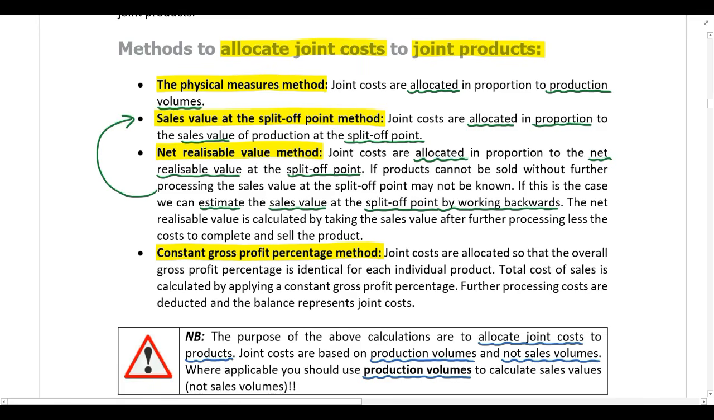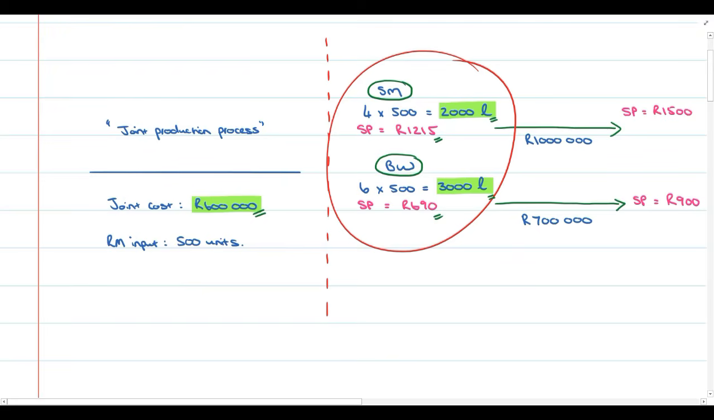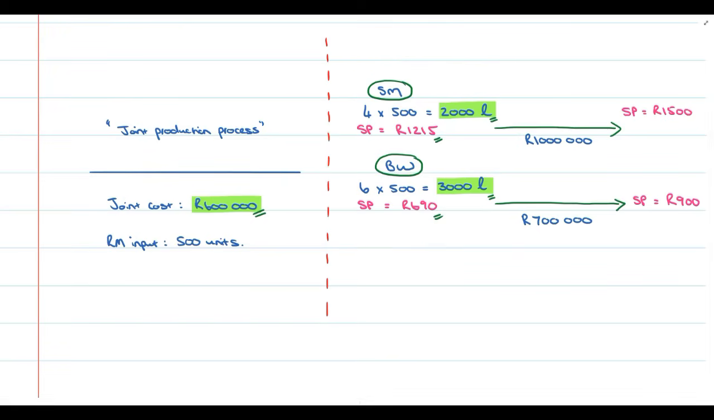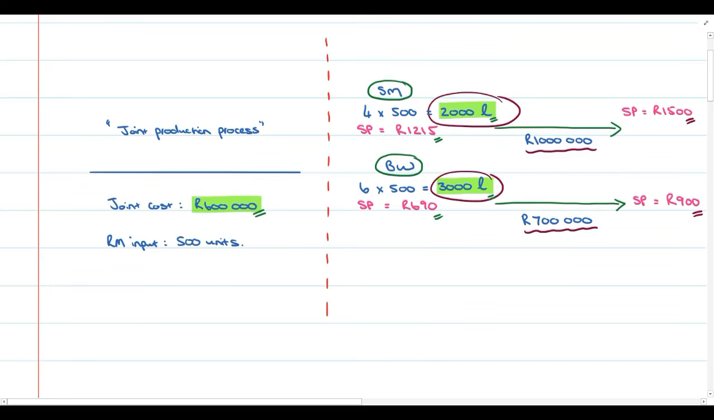And we perform this calculation by taking the sales value after further processing. We then deduct the cost to complete and sell the product, and that will give us the net realizable value. So let's perform the calculation for our example. First, we need to calculate the sales value after further processing. So take the selling price per litre and multiply by the number of litres for each product. You then need to deduct the further processing costs, and that will leave you with the net realizable value.